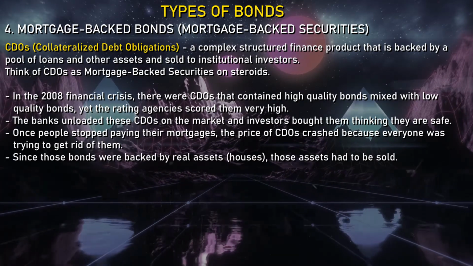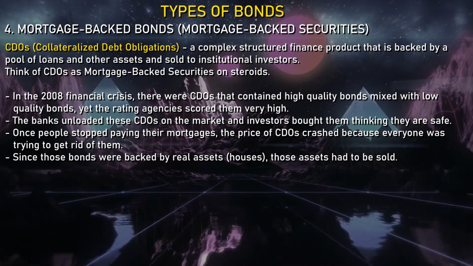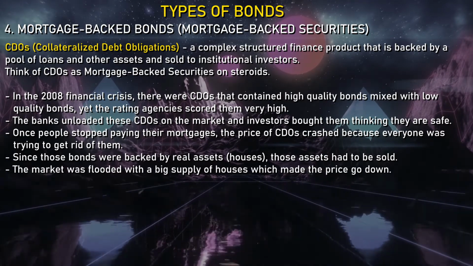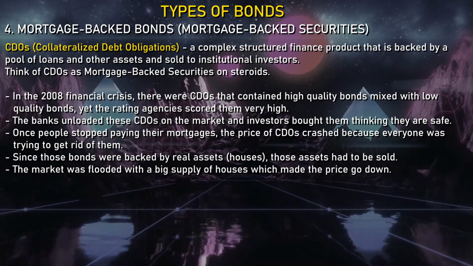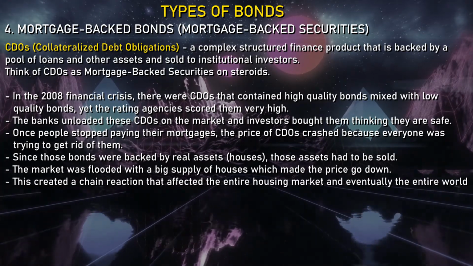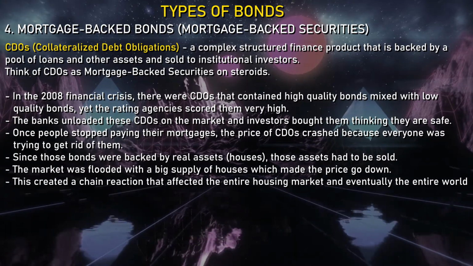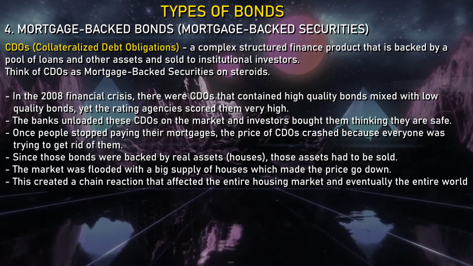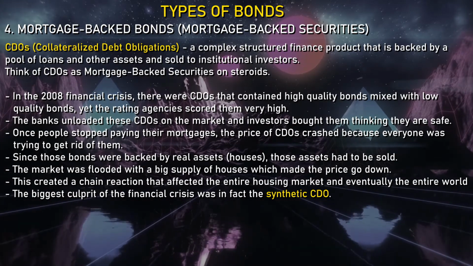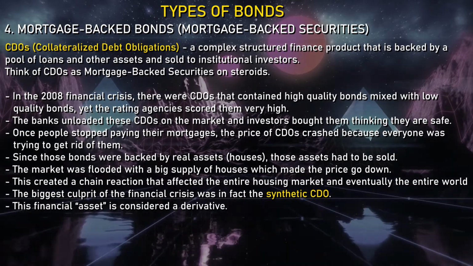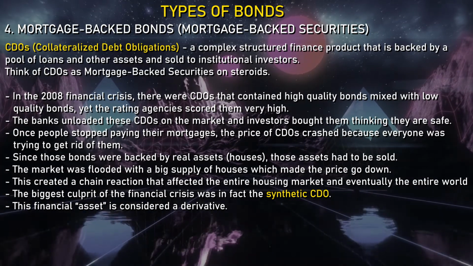Since those bonds were backed by real assets, houses in this case, those assets had to be sold. The market was flooded with a big supply of houses, and since the supply increased, the price went down. This created a chain reaction that affected the entire housing market and eventually the entire world. The biggest culprit of the financial crisis was in fact the synthetic CDO. This financial asset is considered a derivative. I will cover derivatives in a future video.